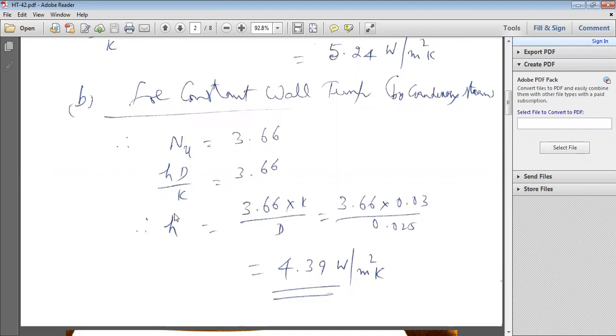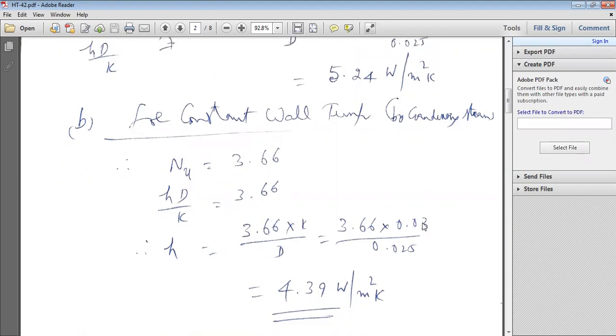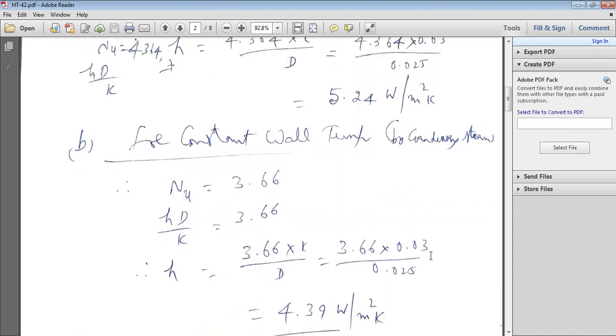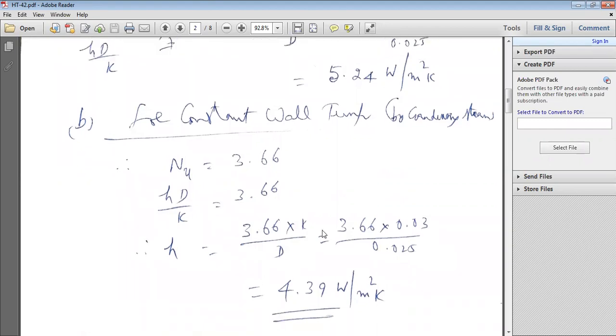the heat transfer coefficient h. Therefore, h is equal to 3.66 times k divided by D, where k is the thermal conductivity of the fluid and D is the diameter of the pipe. That is equal to 3.66 times 0.03 divided by 0.025. Only the constant value changes, that's all.